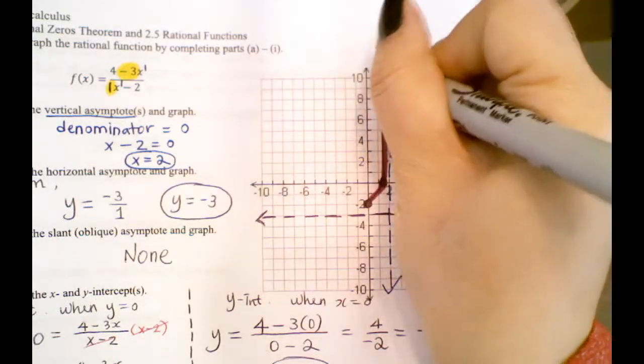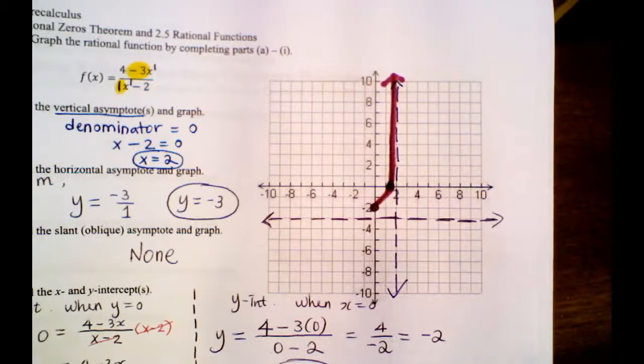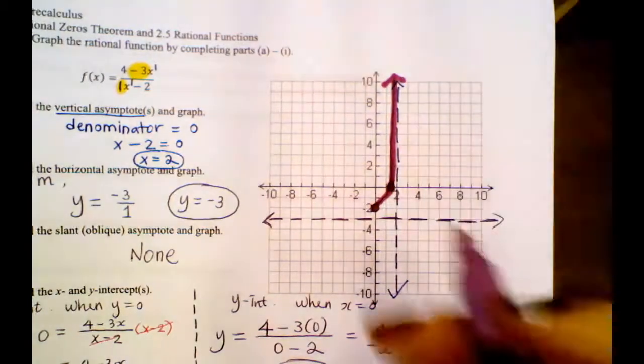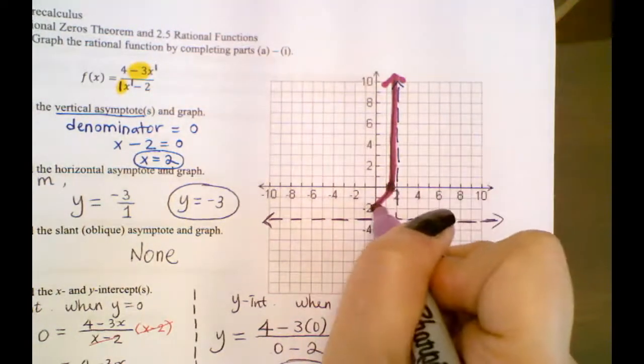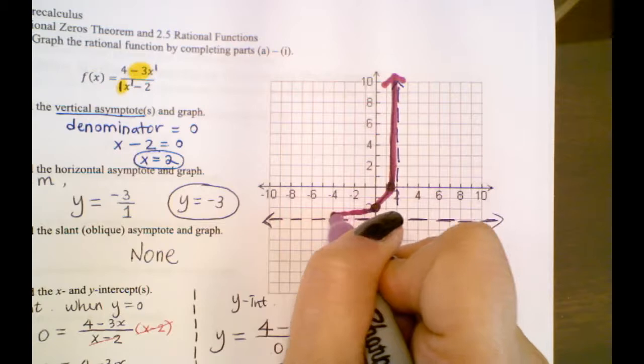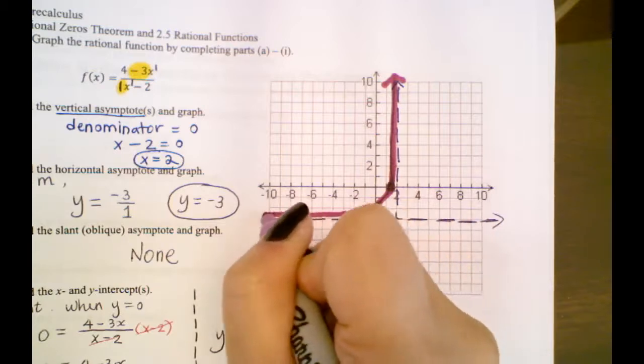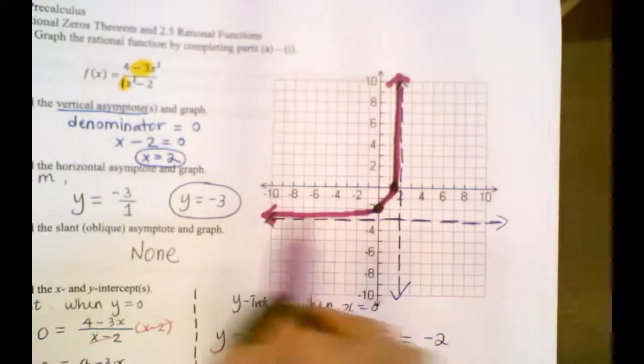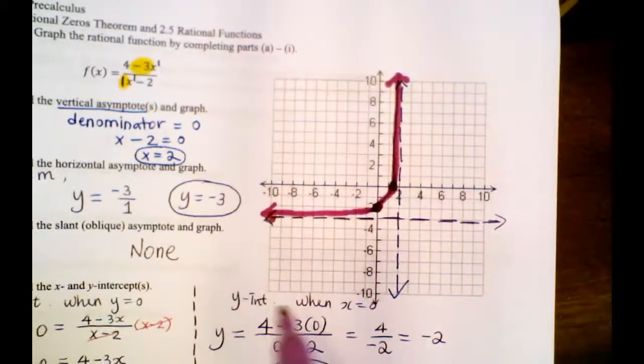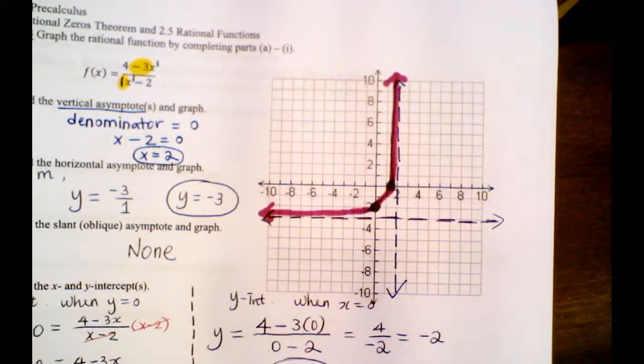I'm just going to get really, really close to my vertical asymptotes. I just can't cross it. And then to the left end, I know the end behavior is approaching that number, -3. So I'm just going to approach that line, but I won't be able to cross it. Now, a lot of people stop there, but we need another piece.